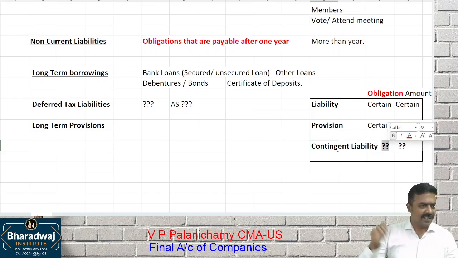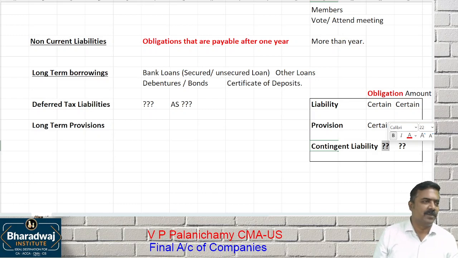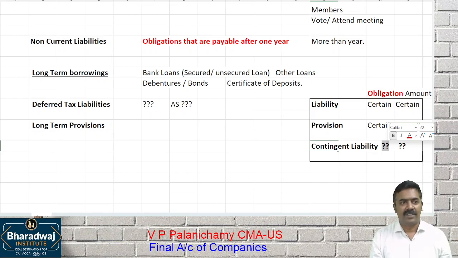The customer has claimed in the consumer forum with medical bills, loss of employment, and mental agony so much. The customer has claimed how much? 50 lakhs. Whether you have to pay, we do not know. The judge will look at the case, facts of the case, and may say yes or no. Obligation is a question mark.